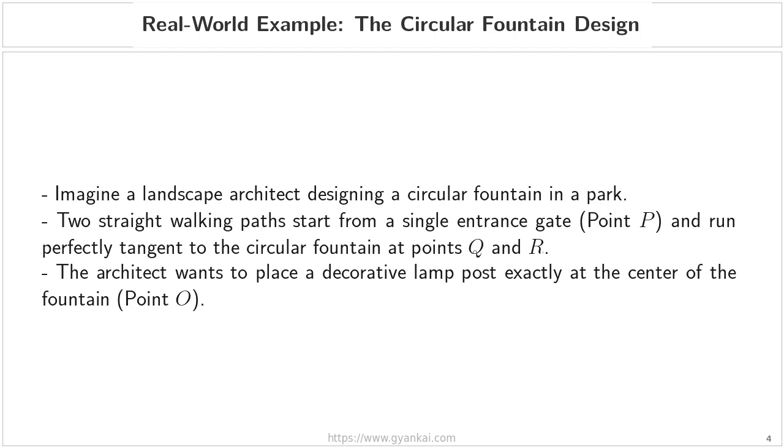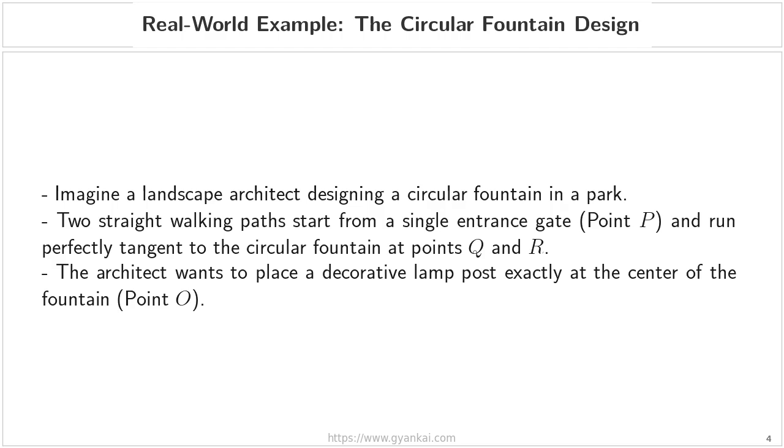To set the scene, picture two straight walking paths that both begin at a single entrance gate, which we will label as point P. These paths run perfectly tangent to the edge of the circular fountain, touching the circle at two specific points, which we'll call point Q and point R. Now, your goal is to place a decorative lamp post exactly at the center of this fountain, which we will denote as point O.